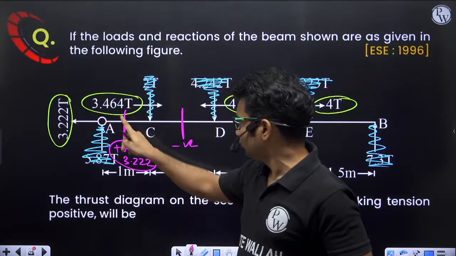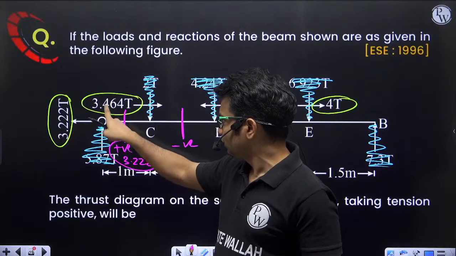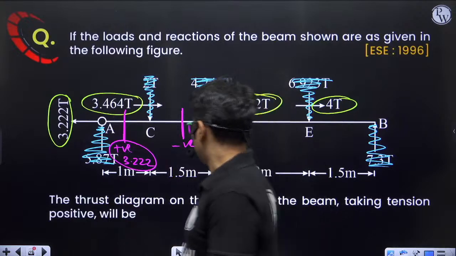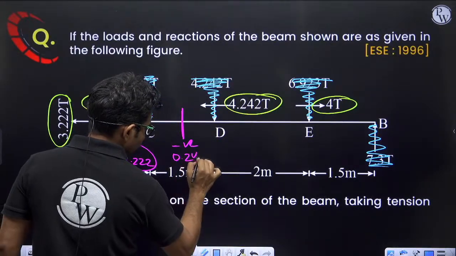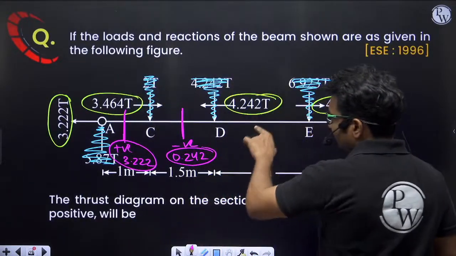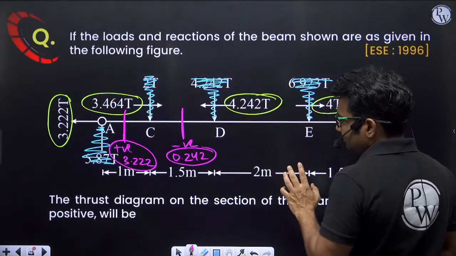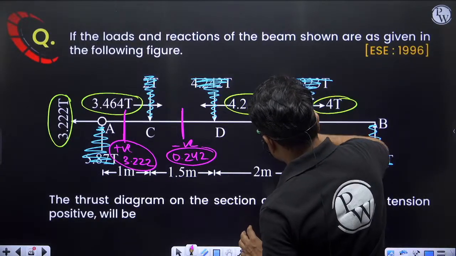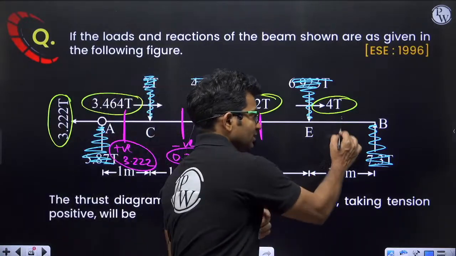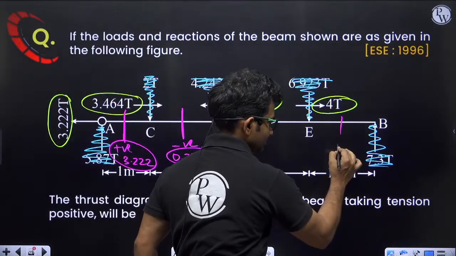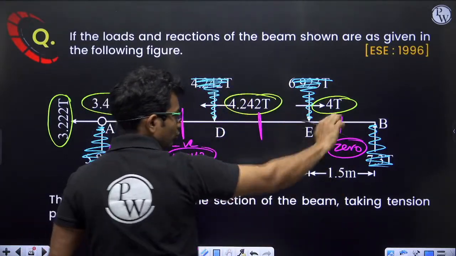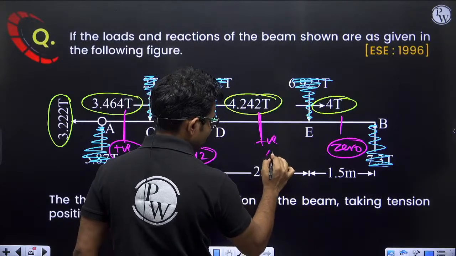What will be the magnitude? 3.464 minus 3.222, it will be 0.242. So 0.242 negative. Okay, next. Here 4.242. If I consider this section, now let us consider from this side. It will be easy. So here there is no axial force, it will be 0 in this portion, 0 in EB portion, and here 4 ton is positive, so I'll be getting positive 4 ton.